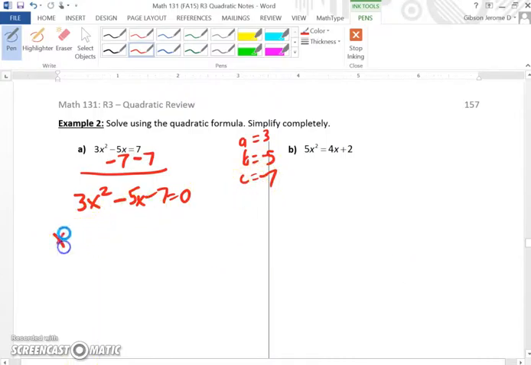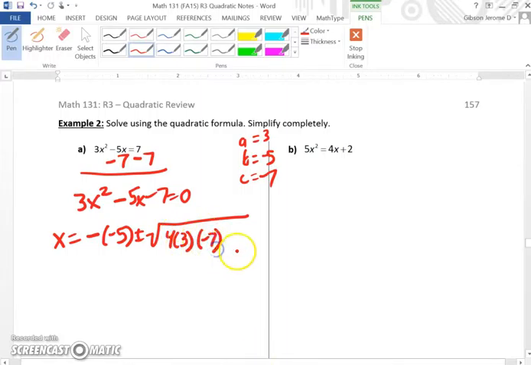So now we have our formula. It's the opposite of B plus or minus the square root of 4 times A times C. Oh, actually, no, I forgot the B squared. I was supposed to do the B squared first.